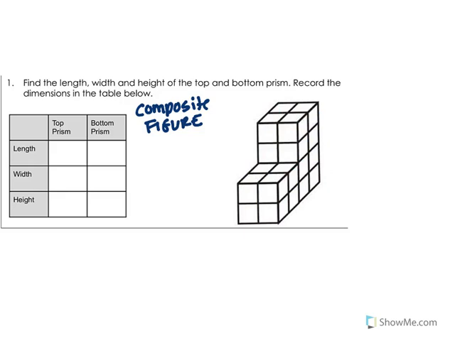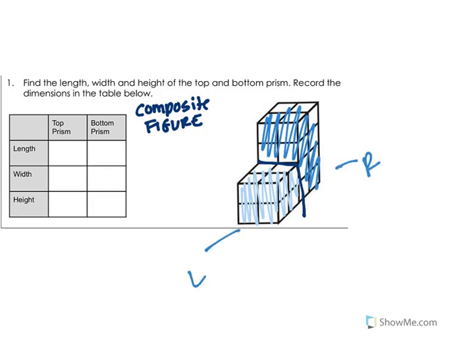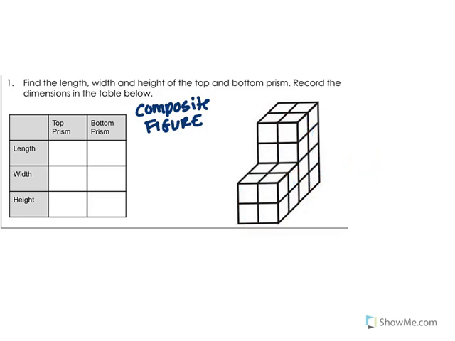Another way that we could split this is we could split it down the middle so that we have a regular prism on the left, and then we have a regular prism on the right. So we have a left and a right prism. What I want you to see here is that when we have composite figures, the first thing we have to do is split it into two regular prisms. So for the sake of this problem, they tell us to split it into a top and bottom prism. So that's exactly what we're going to do.